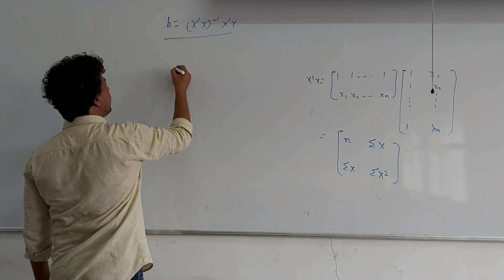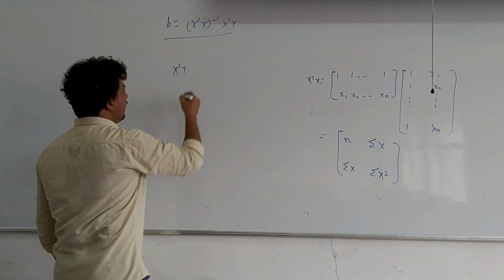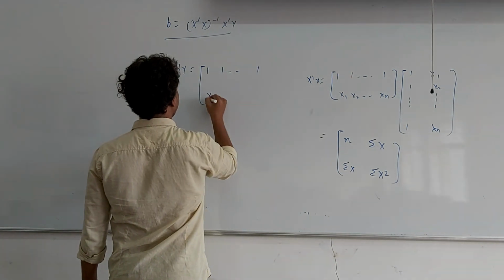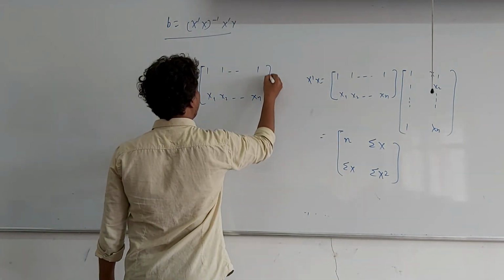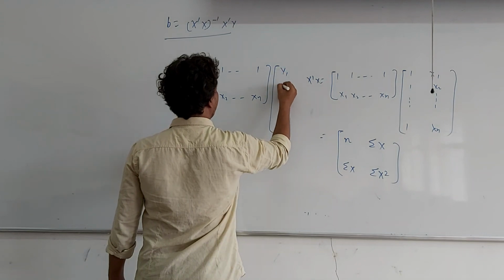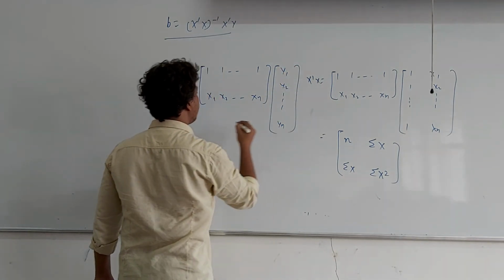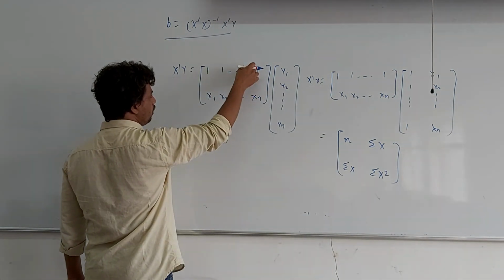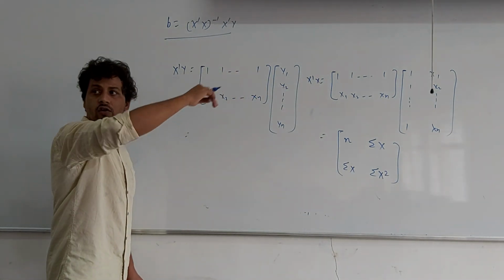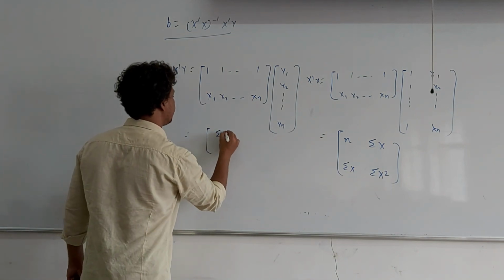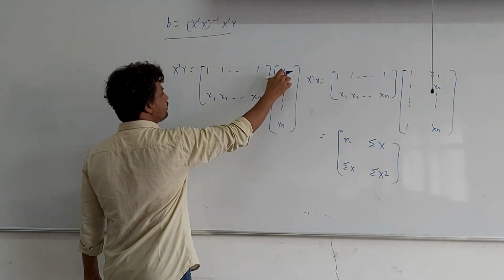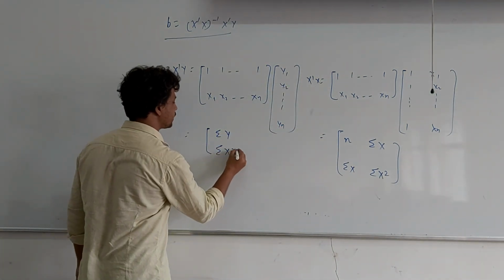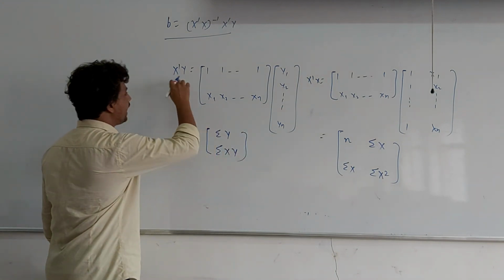Now look at this term, X transpose Y. We have seen X transpose here as 1, 1, 1 and so on. First row, first column: y1 times 1, y2 times 1, and so on till yn times 1. This is nothing but the summation of y values, so I can write it as summation y. Then x1 times y1, x2 times y2, and so on till xn times yn. This is nothing but summation xy, right? So this is your X transpose Y.